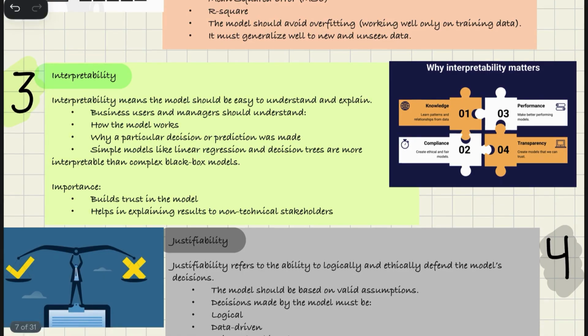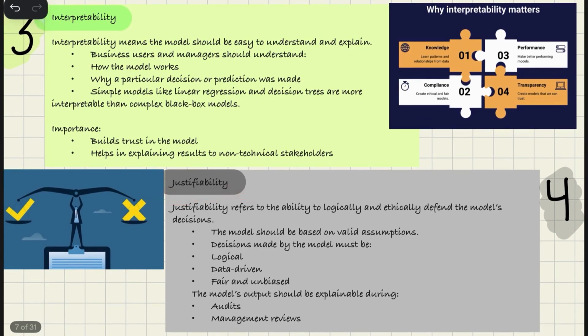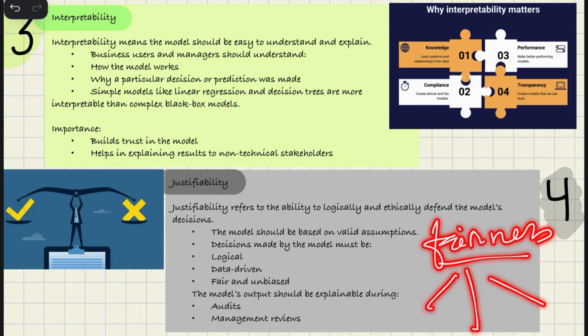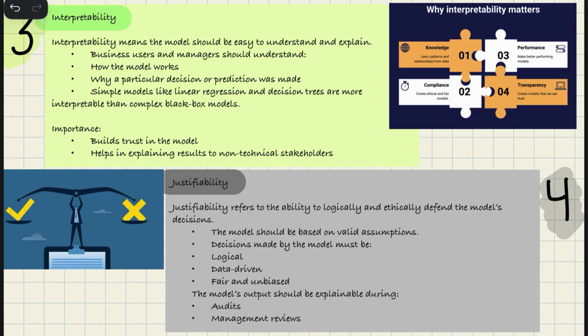And then there is a fourth requirement, which is justifiability. The model's logic must be logical, unbiased, fair and legally defensible. For example, decisions must be audited to ensure that there is fairness across genders, races and income levels, so that you are able to justify your model's logic, that it is not unfair, it is not biased, and whatever it is predicting is accurate.